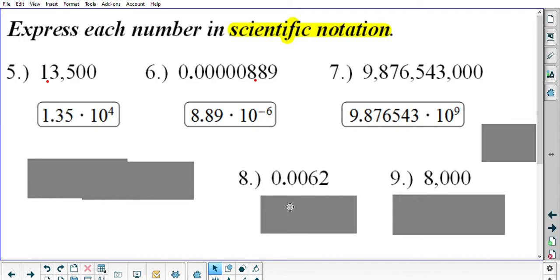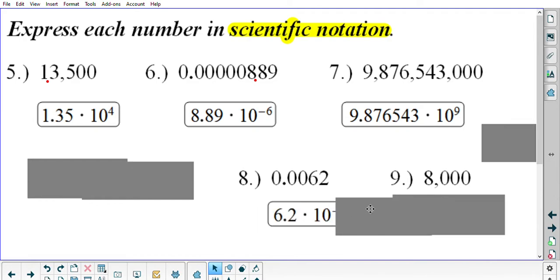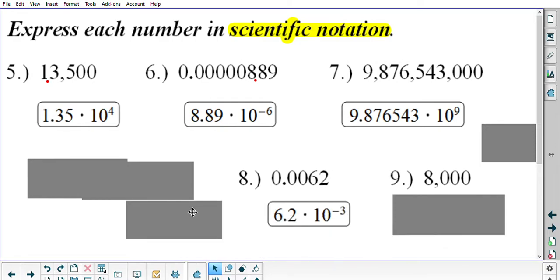Number 8, the decimal point must go between the 6 and the 2. So we have 6.2 times 10 to the negative, because this is a small number between 0 and 1. How many digits do we have to account for? The 2 zeros that were after the decimal point, but also the 6. So that's 10 to the negative 3rd power.